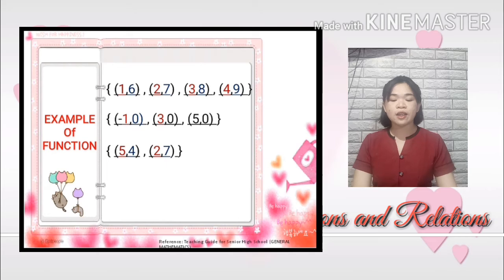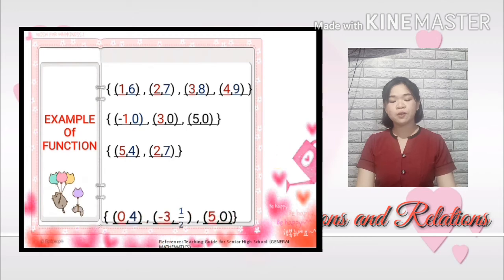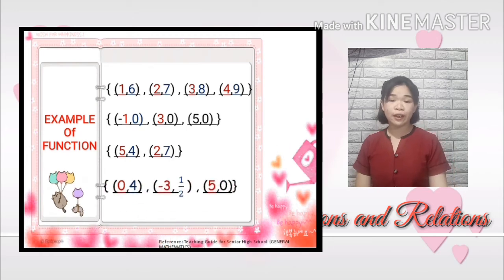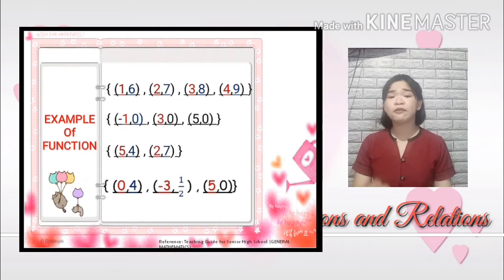Next one, the set of (5, 4), (2, 7). The domains are 5 and 2, therefore this is also a function. And then the last one is the set of (0, 4), (-3, 1/2), (5, 0). The set of domains are 0, -3, and 5. No domain has been repeated, therefore this is also considered a function.